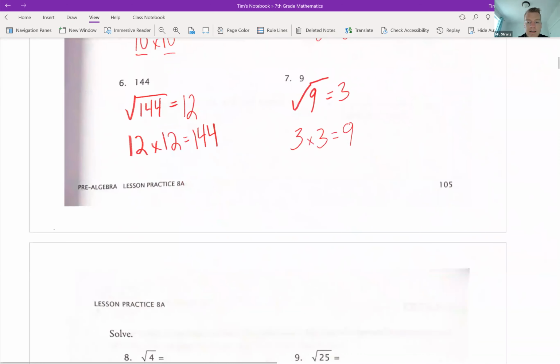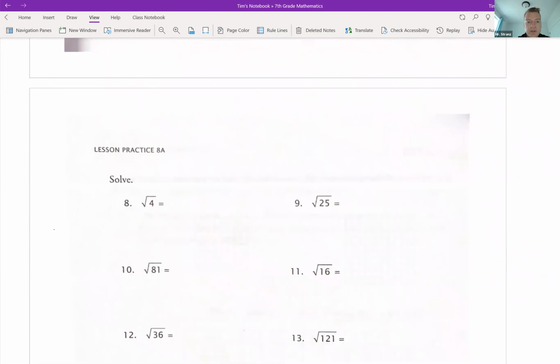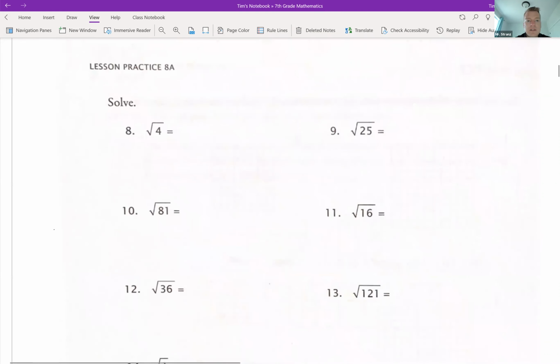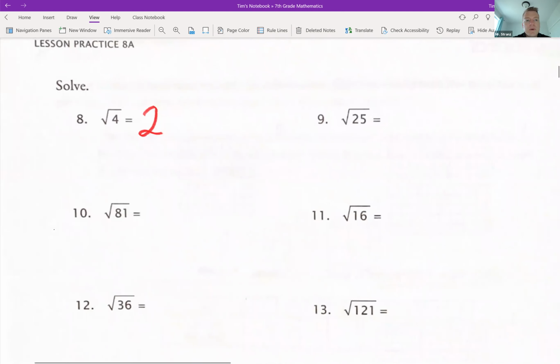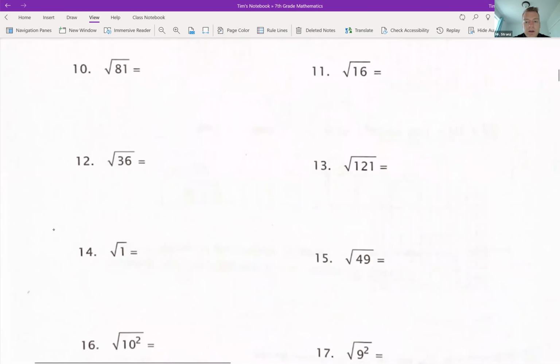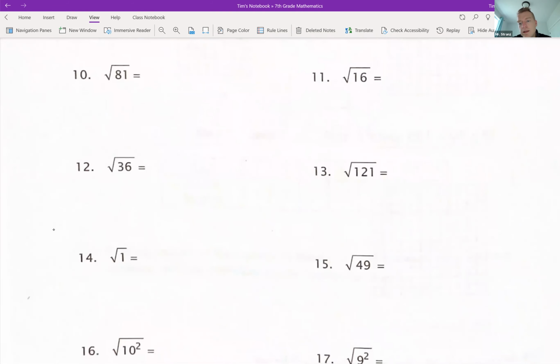If we look at page 106, they actually put the symbol for square root in now, so we just need to solve them. They're very simple. The square root of 4, what number times itself is going to equal 4? Well, that's going to be 2, right? 2 times 2 is 4. I'm not going to go through all of these, but just a couple of them. Number 9, the square root of 25, we know is 5, because 5 times 5 is 25. Let's go down here to a little harder one, 121. We know it is going to be 11, because 11 times 11 is 121. So you're taking the number and multiplying by itself.